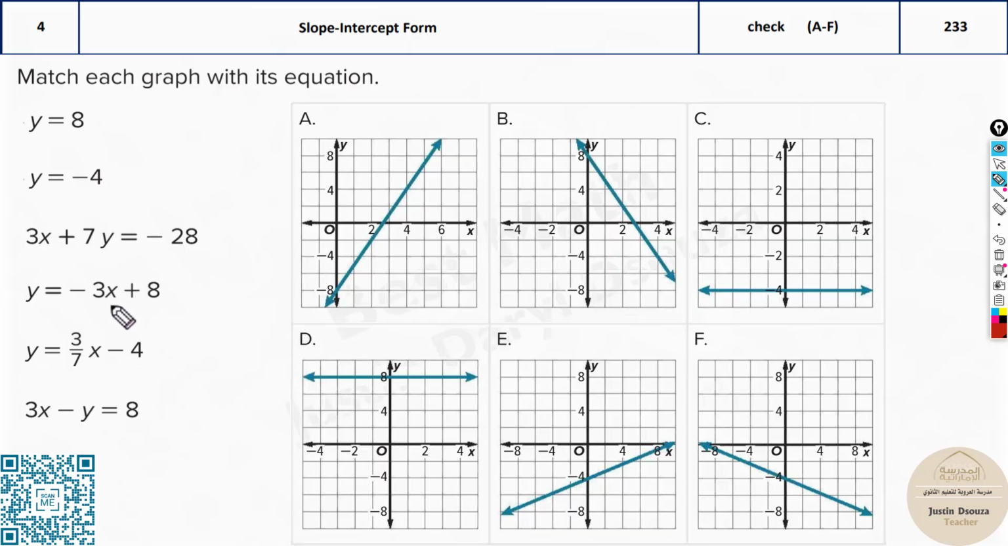Whenever you have the slope-intercept form, it is very simple. Let me take this equation, y equals minus 3x plus 8. All you need to focus on is the y-intercept, because y equals mx plus b, the slope-intercept form, is one of the best forms to graph. The b value tells you where the graph is touching the y-axis. Here it's plus 8. This can be the possible solution and this can be the possible solution.